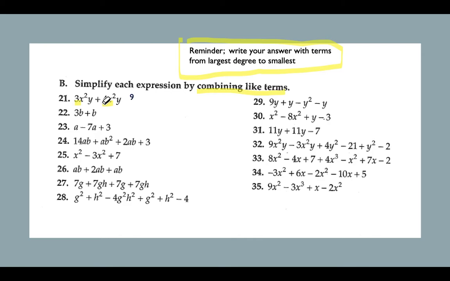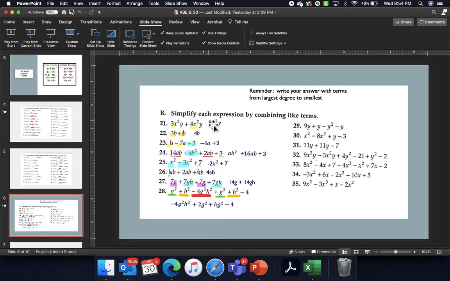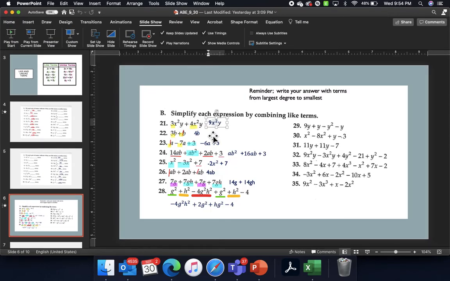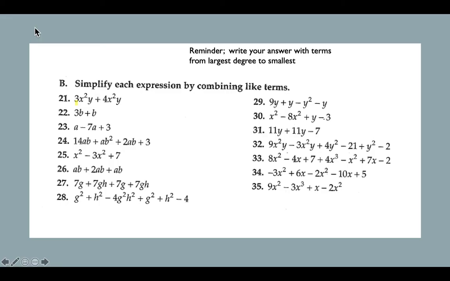So 3 plus 4 is, wow, I wrote 9. Okay, 3 plus 4 is actually 7. Sorry. Okay, when you combine your coefficients, all you have to do now is include your like terms. So this would be your final answer.